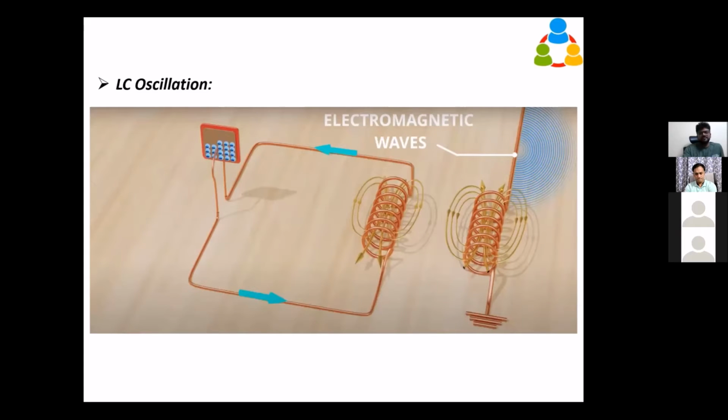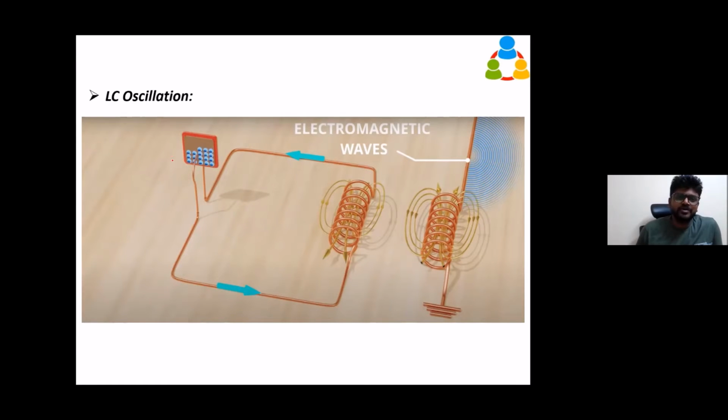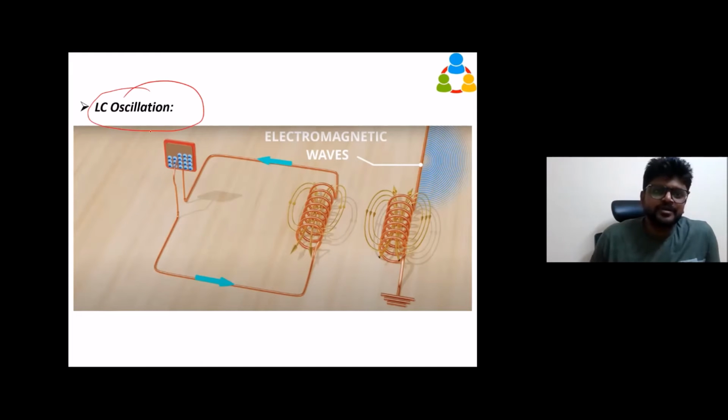Now we are back to the basic principle. This will never go away. Last class also I taught you LC oscillation. Without LC oscillation there is no production of electromagnetic waves, because that is the greatest beauty of the LC circuit. This LC is an amazing circuit.